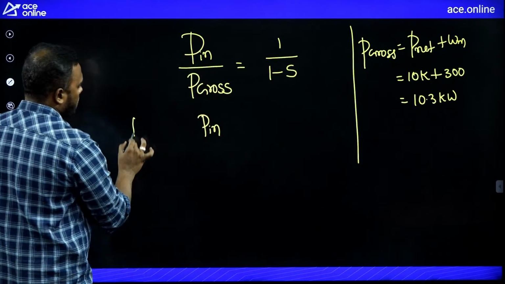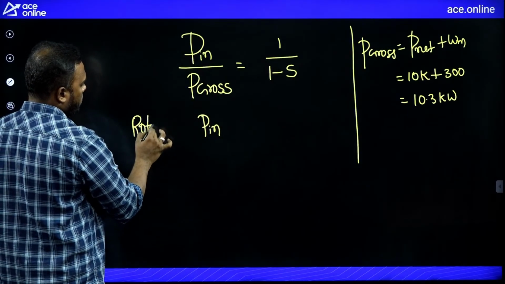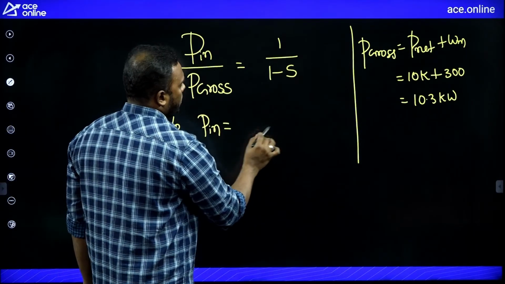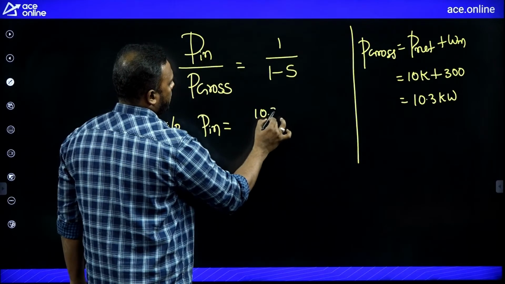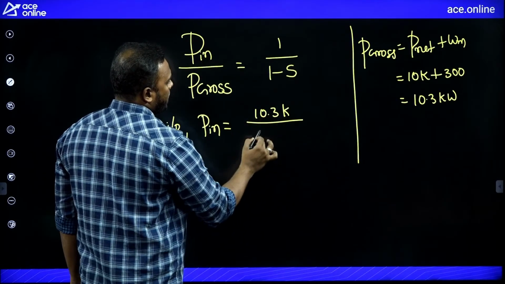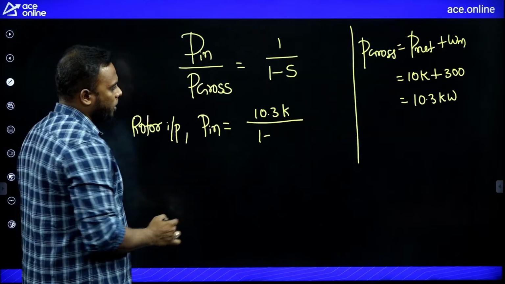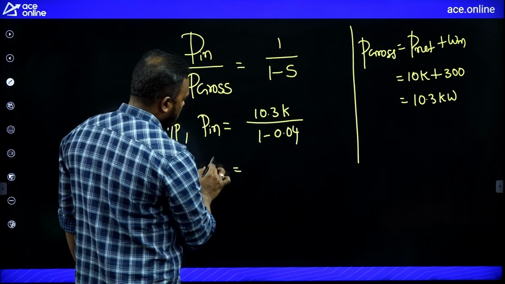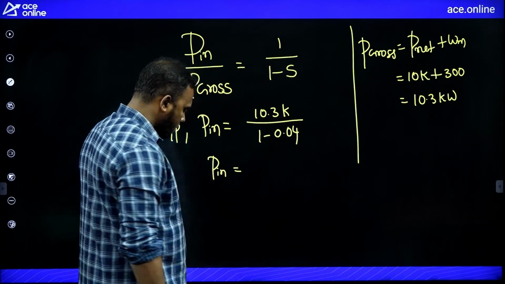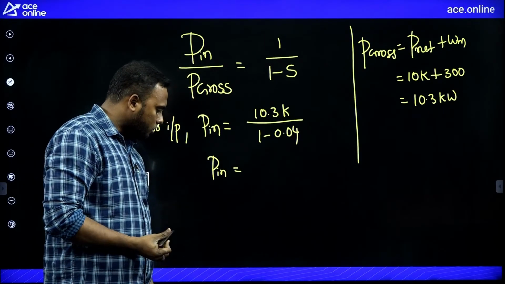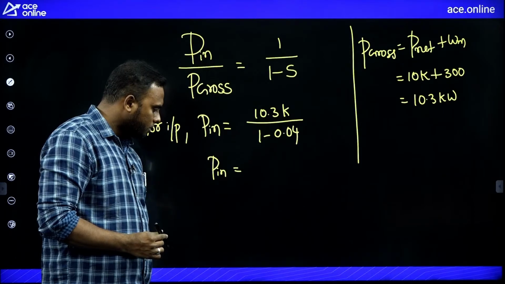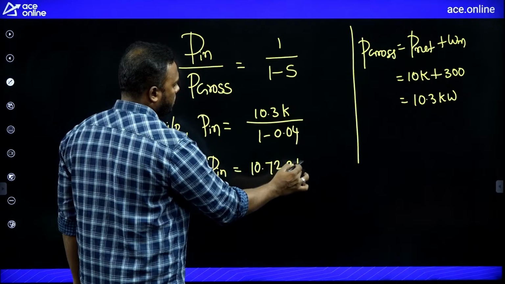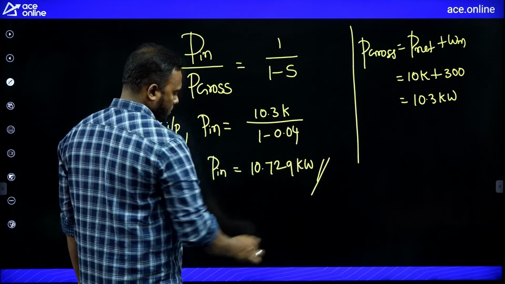This is rotor input. P in means rotor input. How much is it? P gross 10.3 K divided by 1 minus S. What is the slip of the motor? 0.04 under this condition. How much is it? Rotor input power, check it. Rotor input, how much? 10.729 kilowatts. This is the rotor input power, right?